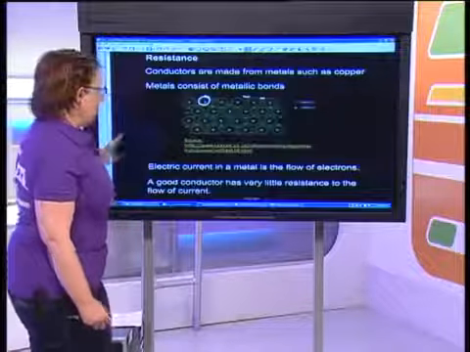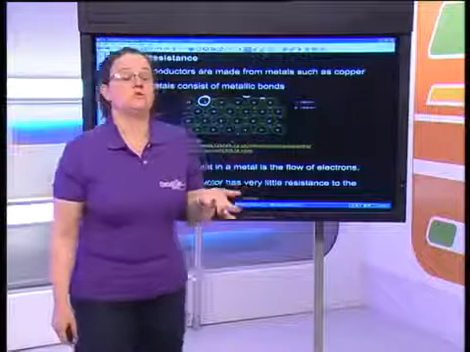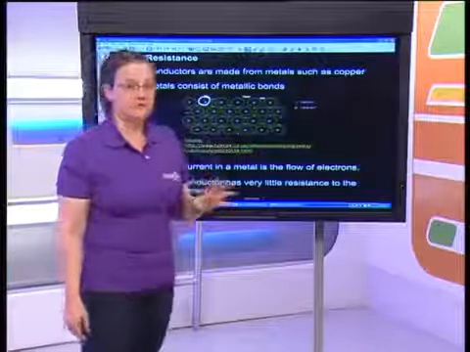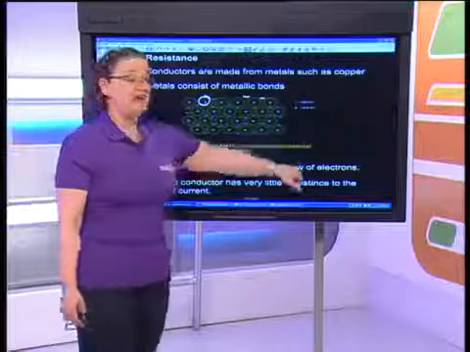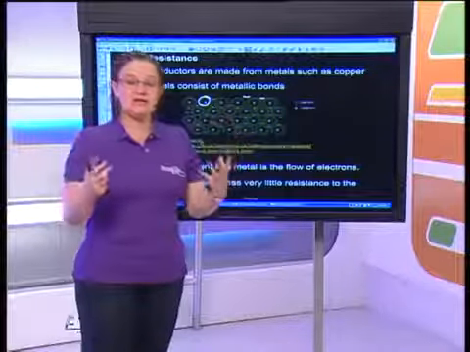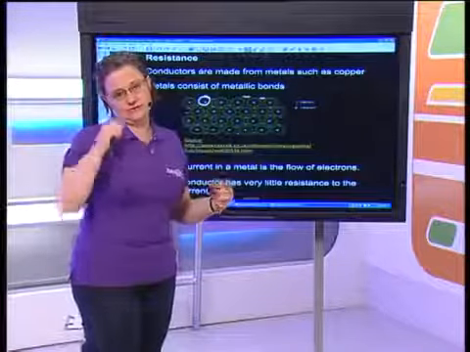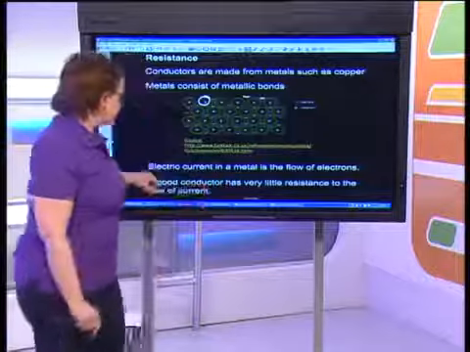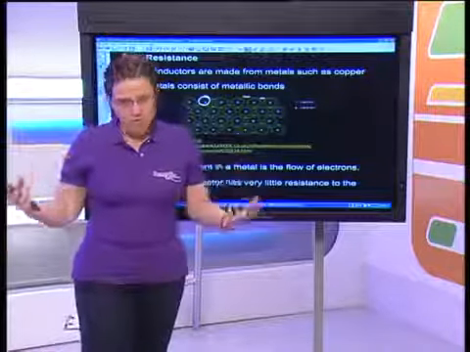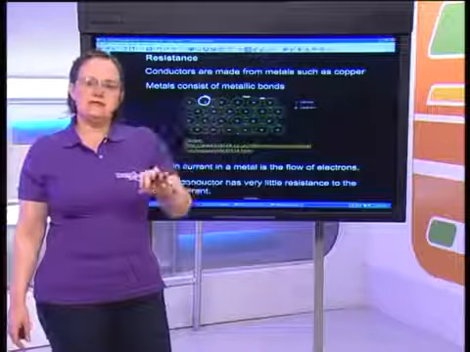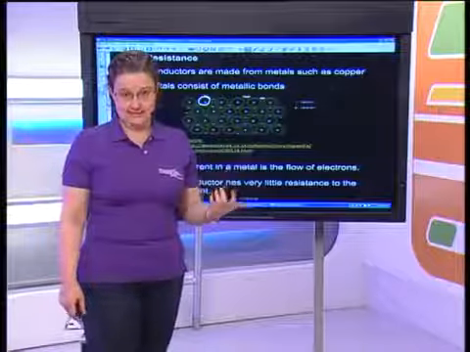Now, remember, last week we defined electric current as the flow of charge, which can be either negative or positive, but specifically in a conductor, it's the flow of electrons. So with electricity, we are concerned with the flow of electrons because it's the valence electrons that move from one side to another. A good conductor, which is what we want in circuits most of the time, has very little resistance. It allows current to flow really easily.